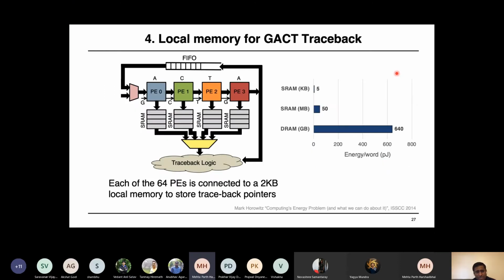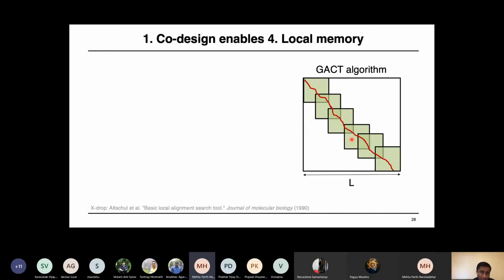And because we supported traceback, we actually used SRAM memory to hold the traceback pointers. Using SRAM as opposed to DRAM saves you 2 orders of magnitude in energy efficiency, and so that's huge. But the reason we were able to use SRAM instead of DRAM, which is what other algorithms would use, is because we did some co-design. And this is a classic example where co-design could actually enable you to use local memory.